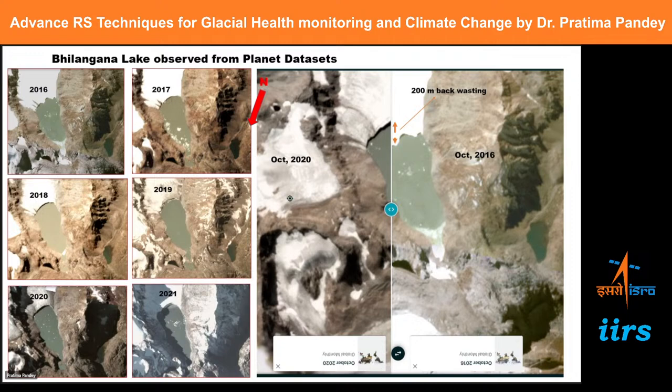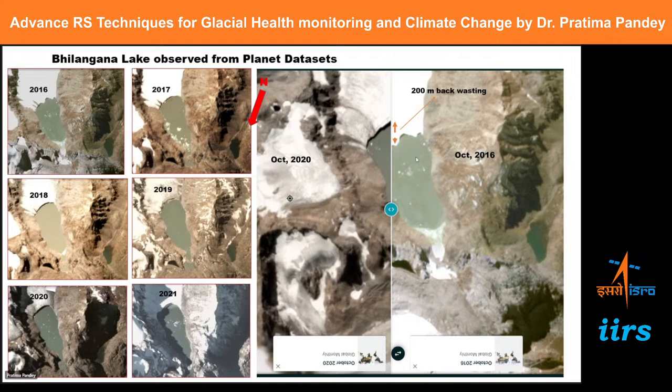After we do the inventory of the glacier lakes, it is important to do the monitoring of glacier lakes, to see if the lake is expanding or if it is stagnant. For the lake hazard study, one of the prerequisites is whether the lake is expanding very fast. For example, this is a lake in the Bilangna Valley in Uttarakhand near Kedarnath Valley. This lake is expanding very fast.